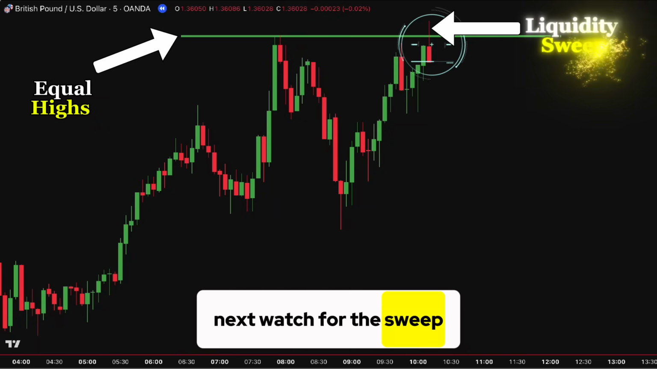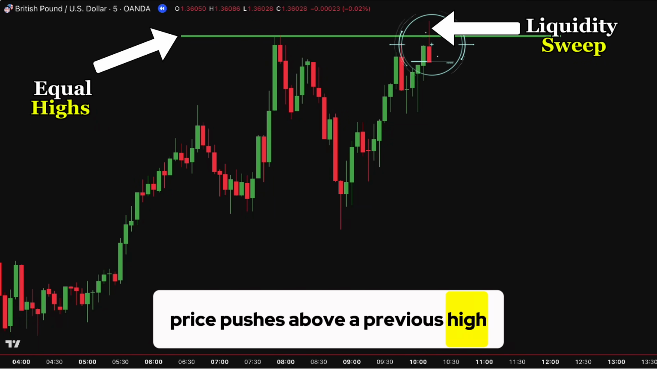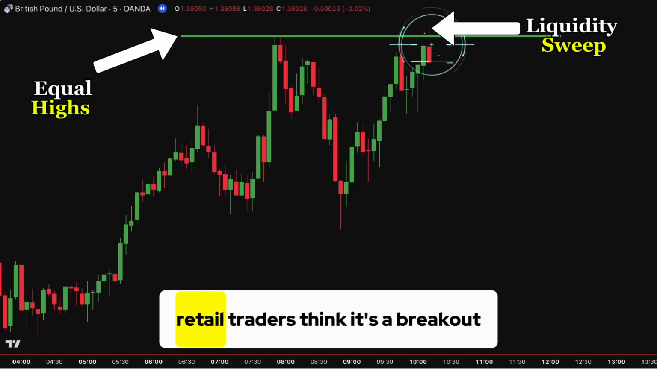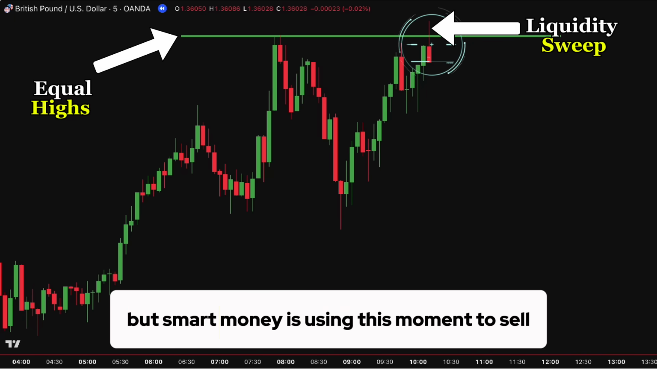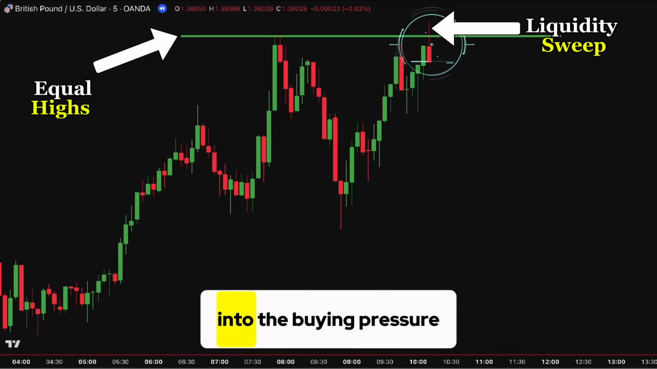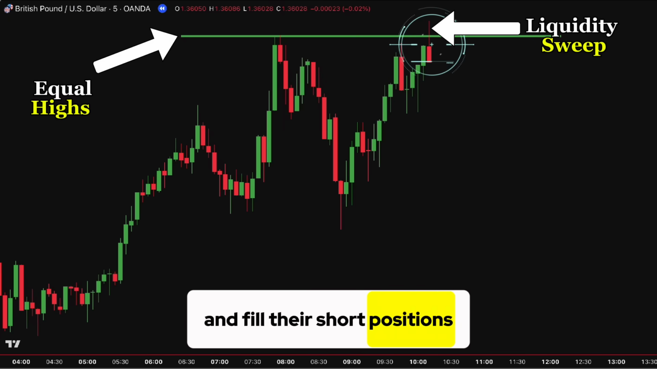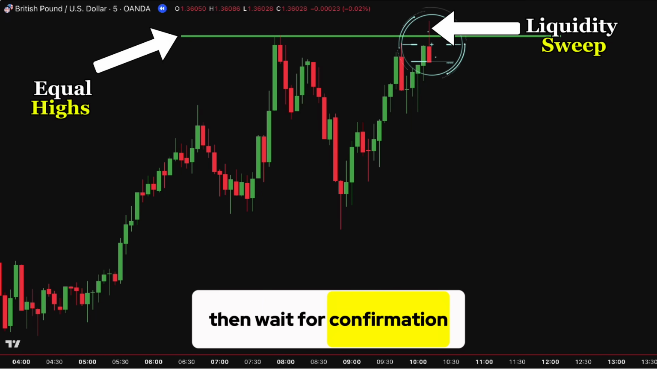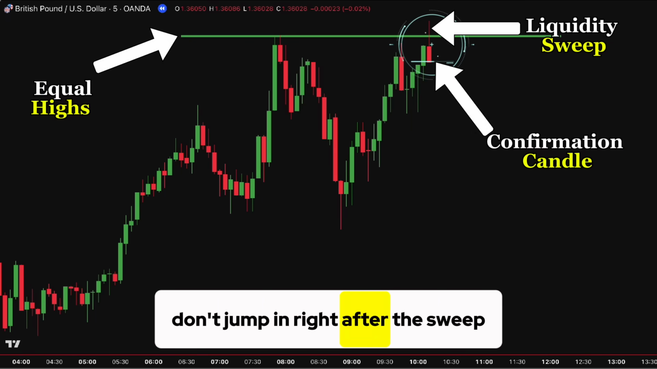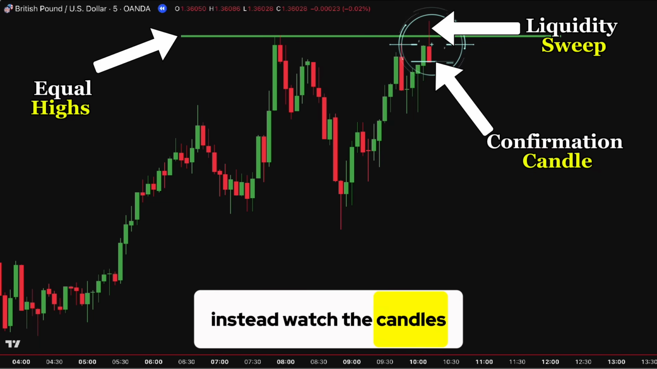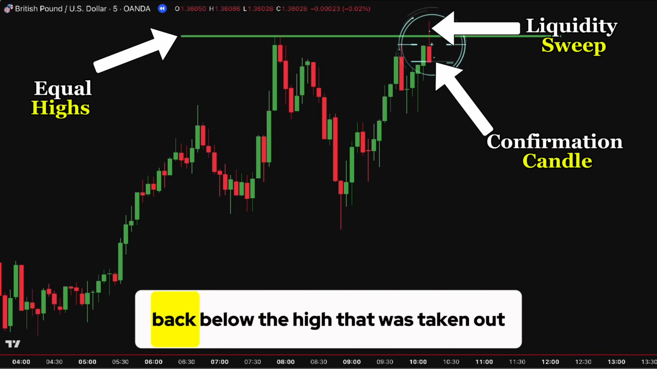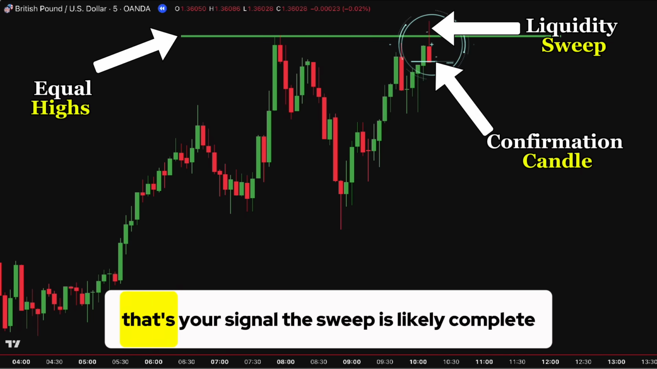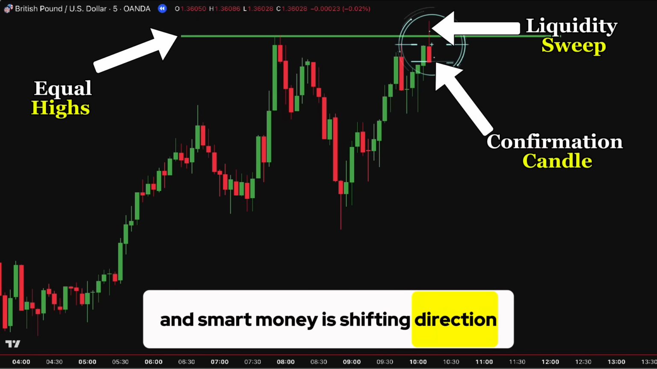Next, watch for the sweep. Price pushes above a previous high and triggers those buy orders. Retail traders think it's a breakout, but smart money is using this moment to sell into the buying pressure and fill their short positions. Then wait for confirmation. Don't jump in right after the sweep. Instead, watch the candles. You want to see price close back below the high that was taken out. That's your signal the sweep is likely complete, and smart money is shifting direction.